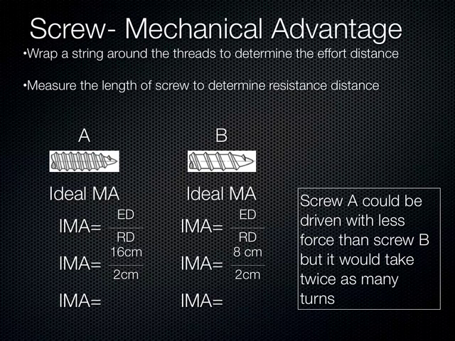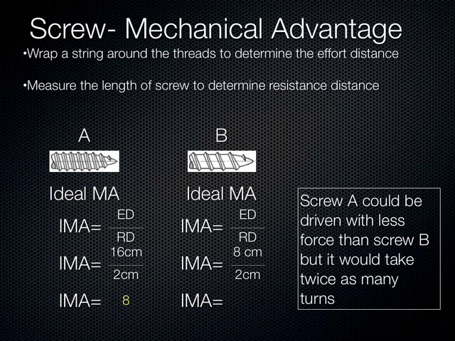Screw B has steeper threads. You're going to have to exert a lot more force, but how many times do you have to turn it? Fewer times. We have that trade-off: distance for force. If you were to put a piece of string around the threads of the screw, you can actually do this. Wrap a string around all the threads, unravel it. You can basically see how long that inclined plane is. The longer it is, the more mechanical advantage.